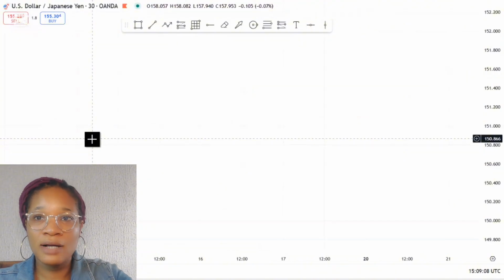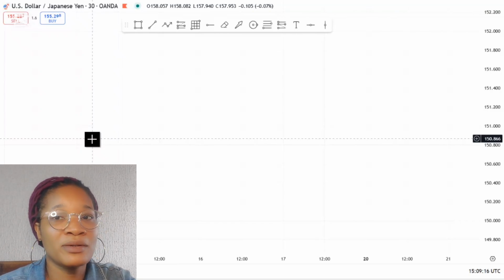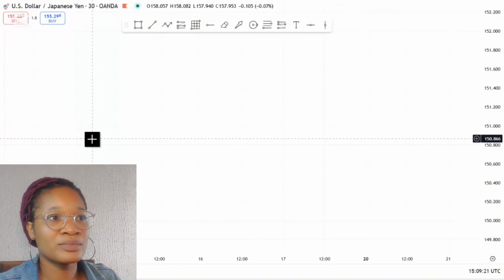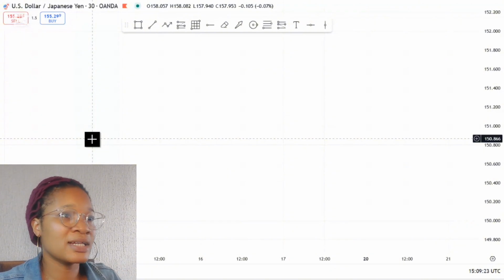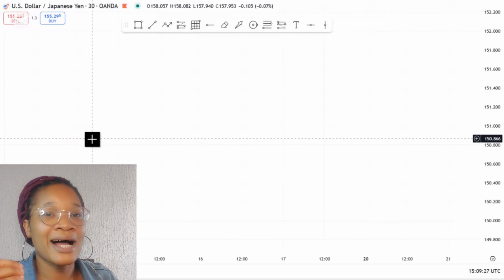So fair value gaps are actually very easy to spot. First and foremost, what you should pay attention to is the trend of the market. There's no technical analysis strategy that you'll be using that doesn't require you to at least identify the market trend first. So first and foremost, what I want to ask myself is, where is price headed?